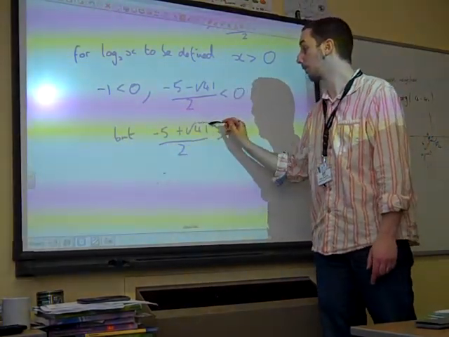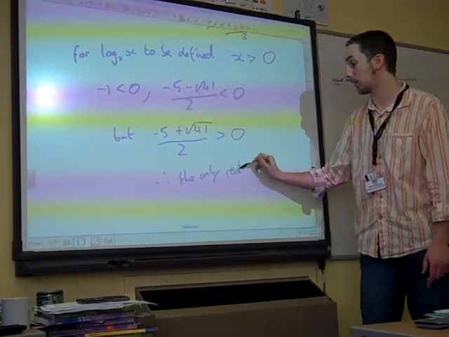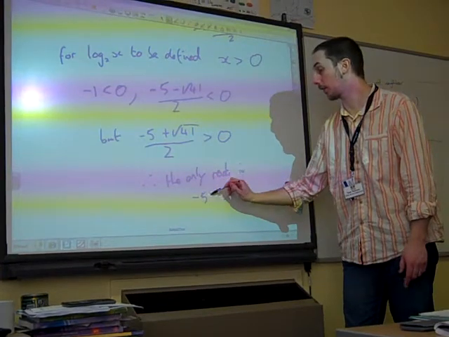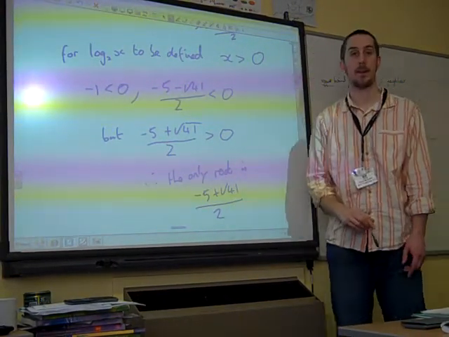Therefore, the only root is -5 plus root 41 over 2.